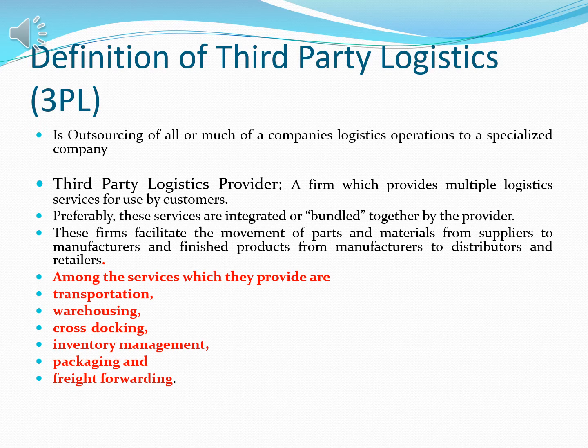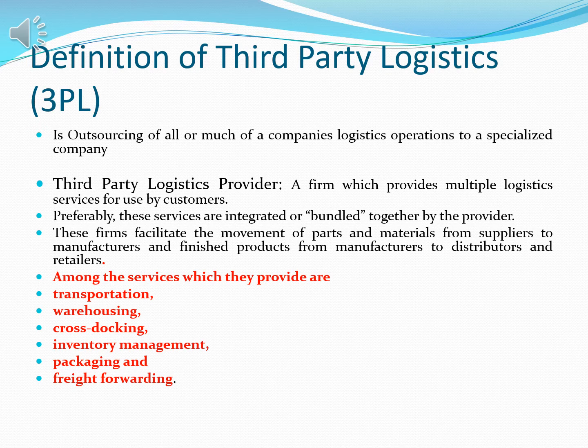Basically, it is outsourcing of all or much of the company's logistics operations to a specialized company. Third-party logistics providers are usually firms which provide multiple logistics services for use by customers. Preferably these services are integrated or bundled together by the provider. These firms facilitate the movement of parts and material from supplier to manufacturer, and finished products from manufacturer to distributors and retailers. Like we have seen in the picture, goods go from manufacturer to warehouses or DCs, and then from DCs to the retailer or the end customers.